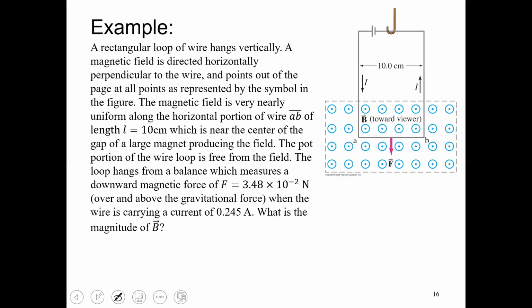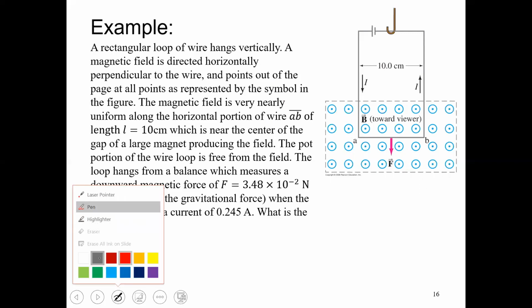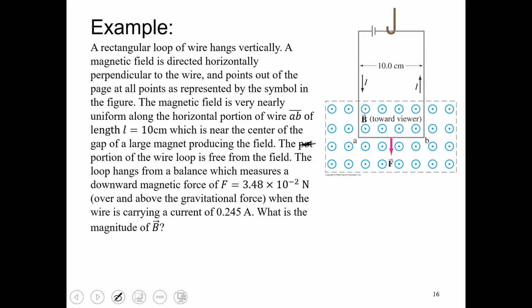The top portion of the wire loop is free from the field, so we see that in the picture. The loop hangs from a balance which measures a downward magnetic force that is over and beyond the gravitational force of 3.8 times 10 to the minus 2 newtons when the wire is carrying a certain current. So we're given current. What is the magnitude of B?